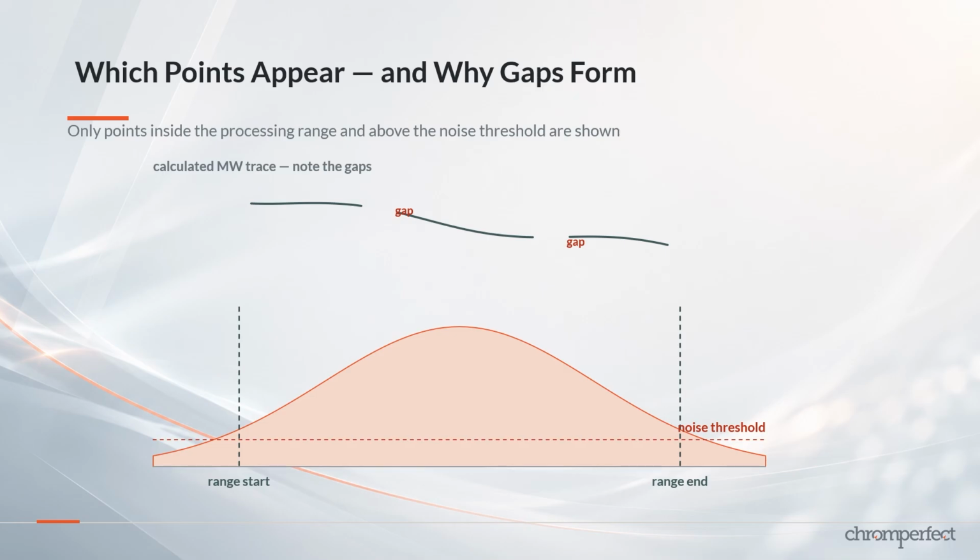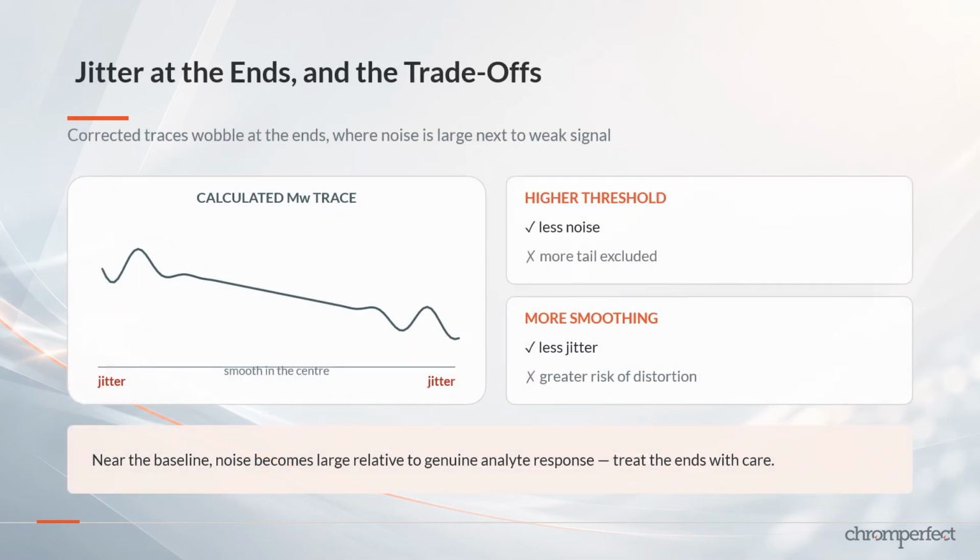Points below the SEC noise threshold are excluded. For that reason, the calculated trace may contain gaps or discontinuities. The calibration curve itself is smooth and continuous. The calculated molecular weight traces are commonly irregular or jittery, particularly near the ends of the chromatographic distribution. Near the baseline, detector noise becomes large relative to the genuine analyte response. The axial correction algorithm interprets that noisy response while considering neighboring points, producing unstable corrected values.